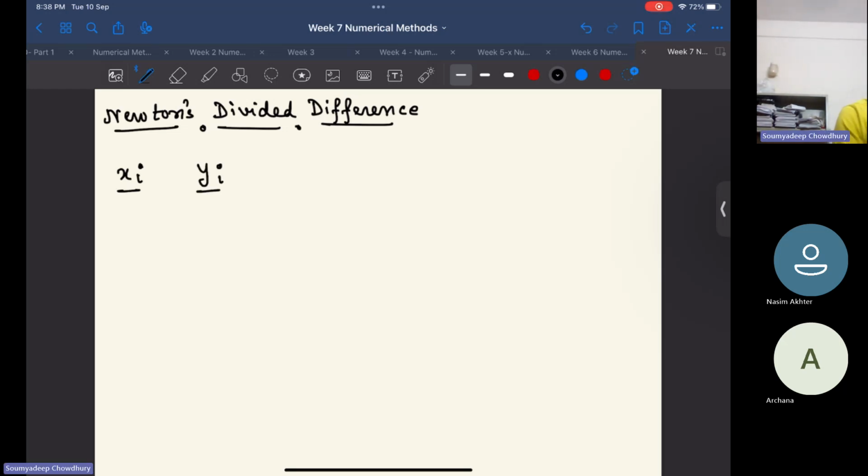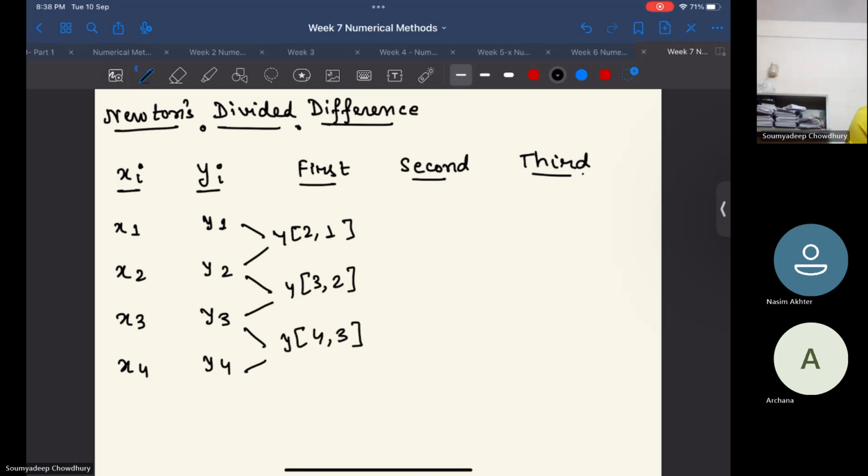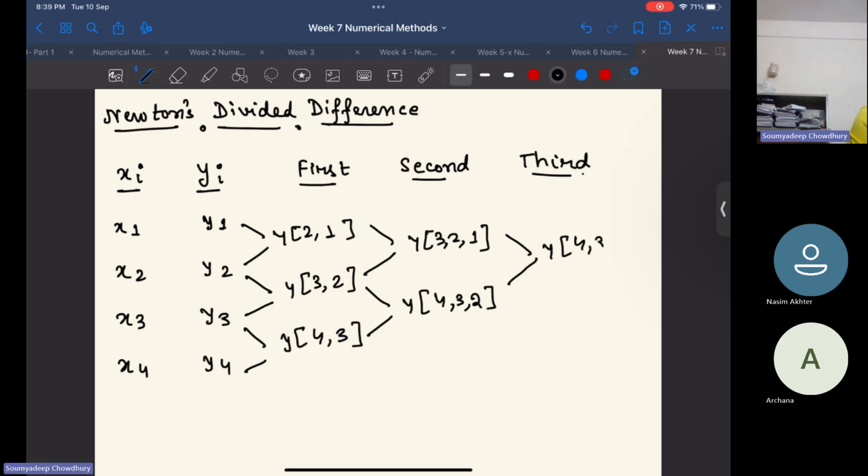So suppose you have the values of x and y here. You find out the first order difference, then the second order, and then you have the third order difference. x1, x2, x3, x4, right? So corresponding values of y are y1, y2, y3 and y4. So using these two, you can find out y21. Using these two, you can find out y32, just the representation is different here. y43. Using these two, you can find out y of 321, just a representation, nothing else. And using these two, you find out y of 432.